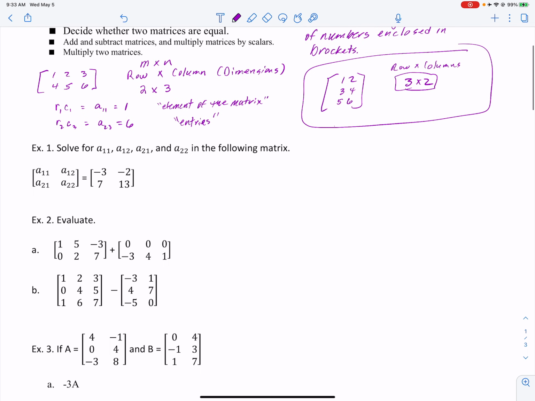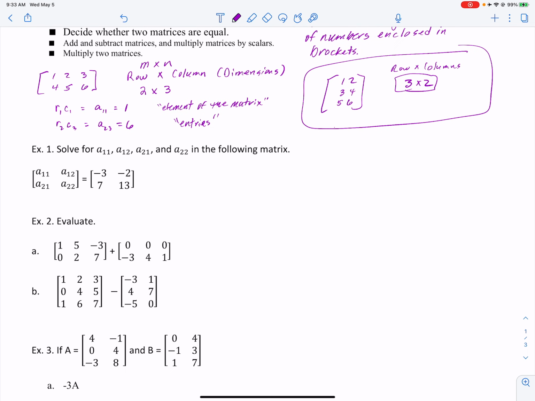So down below in example 1, it says solve for A11, A12, A21, A22. Well, they are just corresponding. And so A11 is the first row, first element, which is -3. A12 is first row, second column, which is the value of -2. And then A21, second row, first element. And then A22, second row, second element, second column. And there you have it.